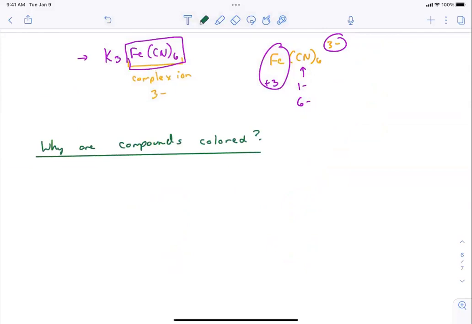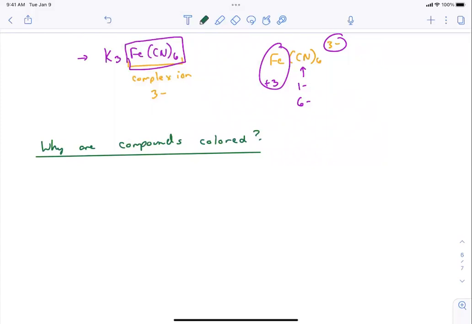This is the bigger concept here. I think it's easier, but it's the bigger concept. This is 13.2. So everything we just did was 13.1, and now we're talking about 13.2. Why are compounds colored?